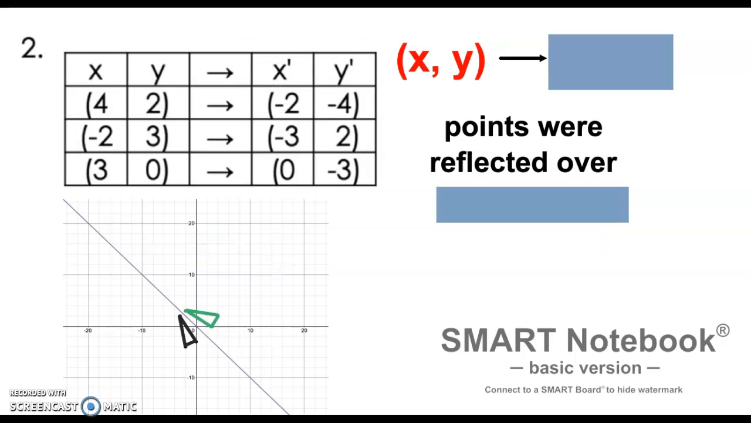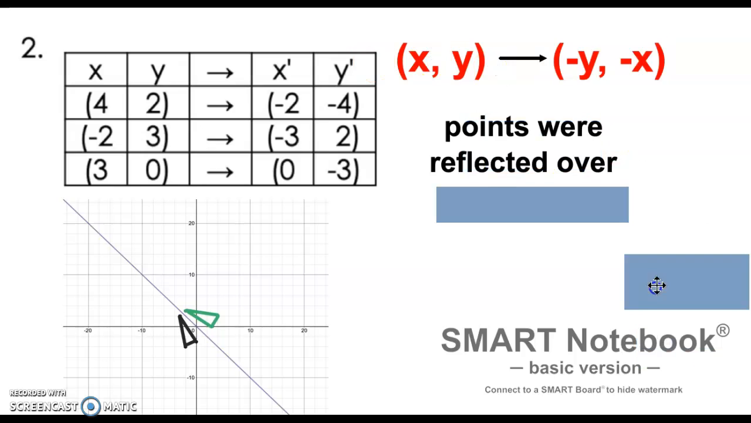All right, number 2. Again, we want to figure out what type of reflection the pre-image underwent to turn into the image. Remember, the pre-image would just be x, y, and then x prime, y prime, that's the image. So here we want to look for a pattern. It looks like the coordinates flip the order that they appear, and they both turn into the opposite. So x, y turns into the opposite of y, comma, the opposite of x.